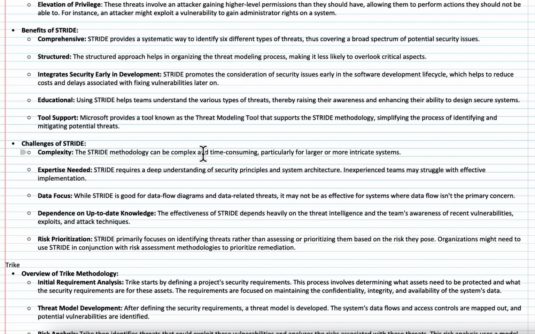Data focus. While STRIDE is good for data flow diagrams and data-related threats, it may not be effective when data flow isn't the primary concern. So again, that's an aspect you're going to need to consider when dealing with STRIDE.